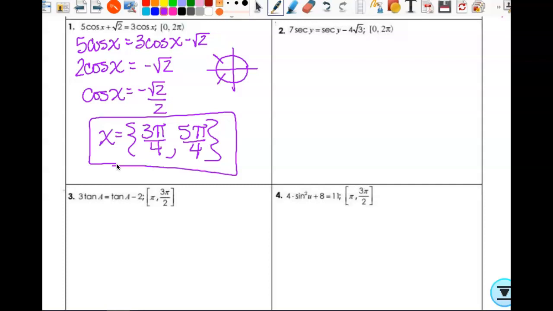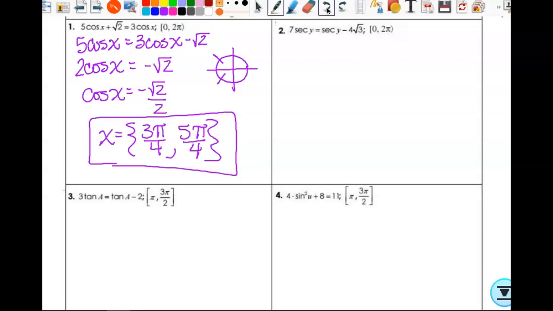What questions you got? Anything? Okay. So let's look at number 2. I have 7 secant y equals secant y minus 4 square roots of 3. So what do you think we want to move first? Okay, if I move 4 square roots of 3 over here, it's not necessarily wrong, but then I'm going to have to move this over here. So is there, and again, it's not wrong, but is there another way to maybe keep things without all the negatives? Did I just move the secant y?